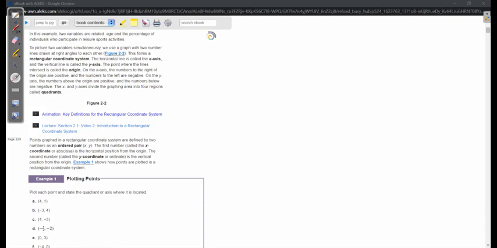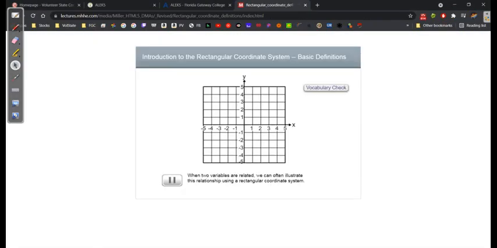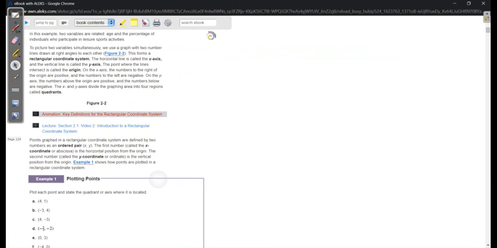To picture two variables simultaneously, we use a graph with two number lines drawn at right angles, and okay, we have animations here. So let's see here. No, I don't want to do that. I would rather just instruct. All right, so for right now, let's actually skip this part. We're not skipping too much.